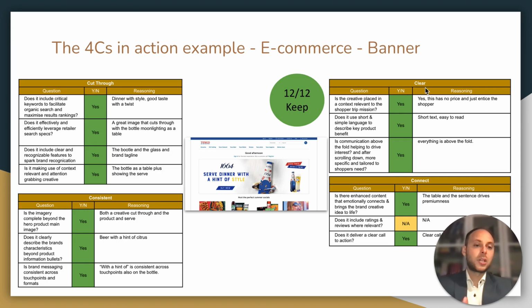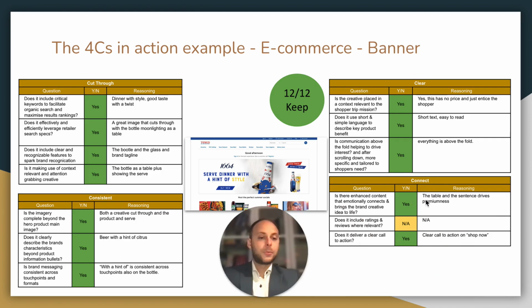When it comes to the clear criteria, does it use short and simple language to describe key product benefits? Yes, it's a short text and it's easy to read. So for this kind of banner on the front page, this is a great example. Is the communication above the fold helping to drive interest and after scrolling down more specific and tailored to shoppers' needs? So here I said yes, because everything is above the fold and you will press the button here as well, and then you can learn more about the brand.